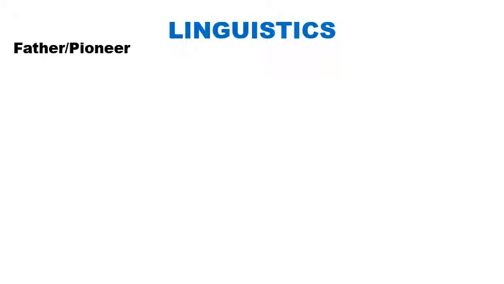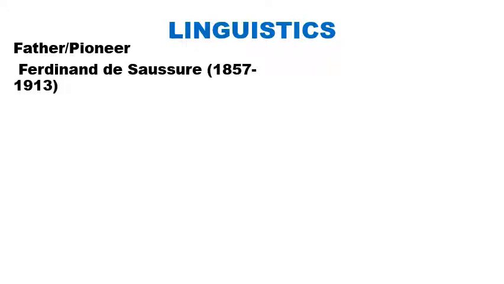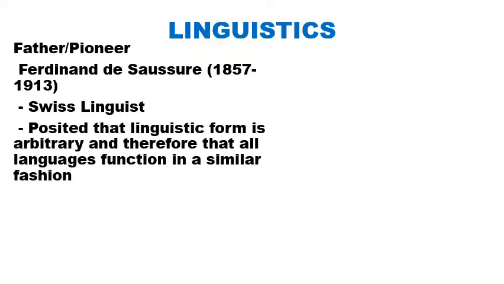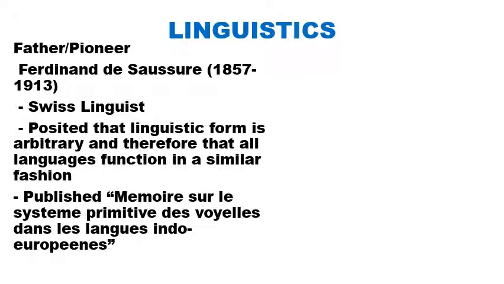Linguistics. The father and pioneer of linguistics is Ferdinand de Saussure, a Swiss linguist, who posited that linguistic form is arbitrary and therefore that all languages function in a similar fashion. He published Mémoire sur les systèmes primitifs des voyelles dans les langues indo-européennes.